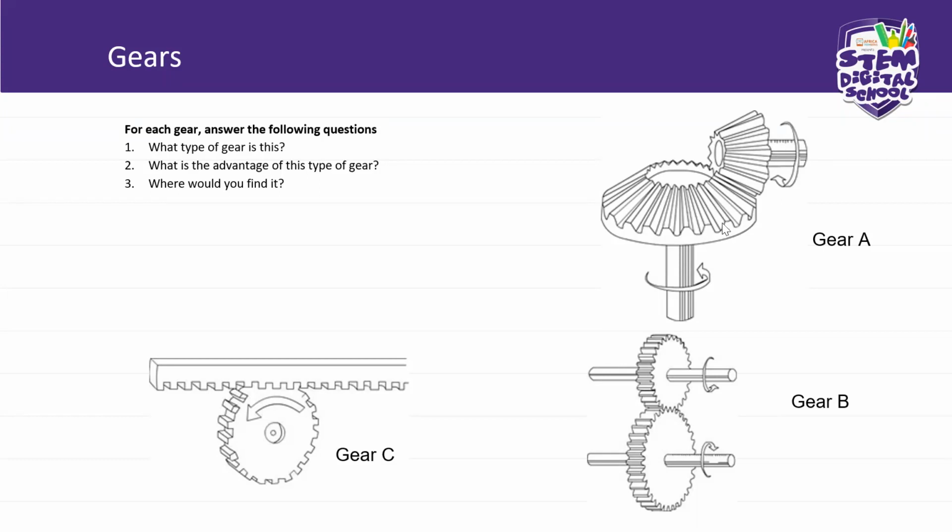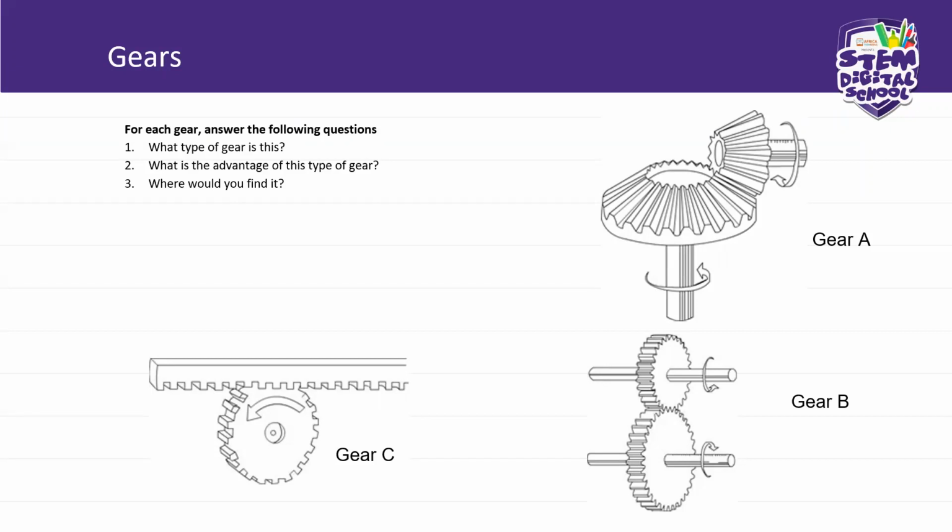Okay, where would you find this gear? Think. Where would you find a bevel gear? In machines, what machine? Can you name a machine that uses this gear? Hey, Musa. Let me help you, Musa. You will find gear B in a clock. But you still have to tell me the name of gear B.